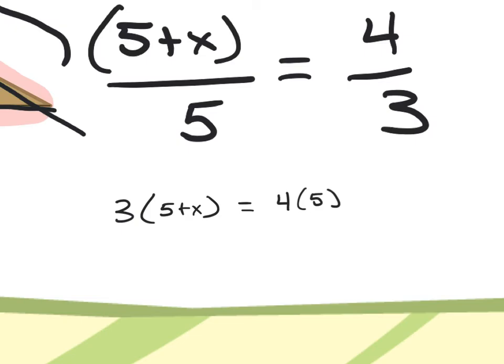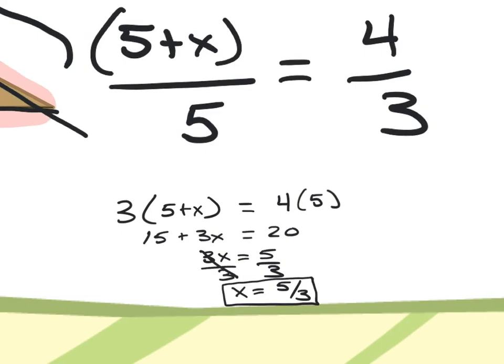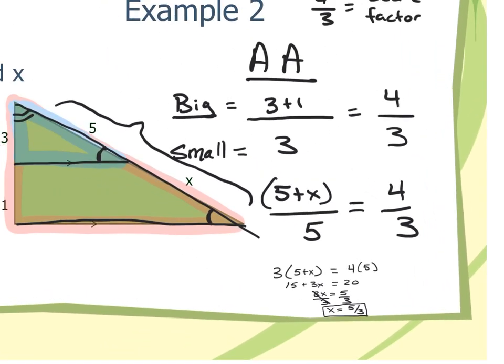So it would be 15 plus 3x is equal to 0. And then you subtract 15 on both sides, and you get 3x is equal to 5. And then you divide that by 3 on each side. Your x is equal to 5/3. And if you simplify it, can we simplify it?